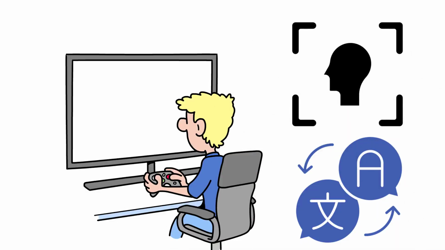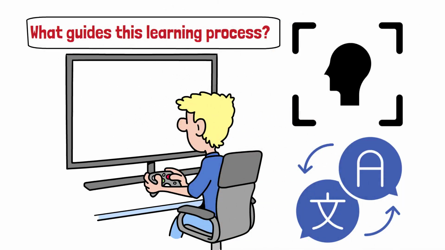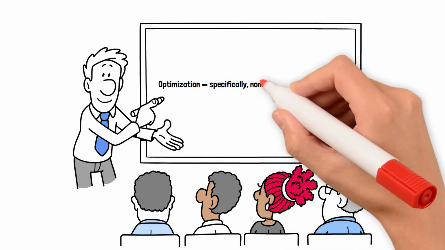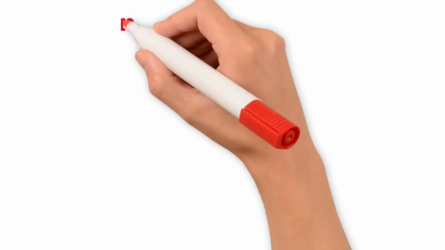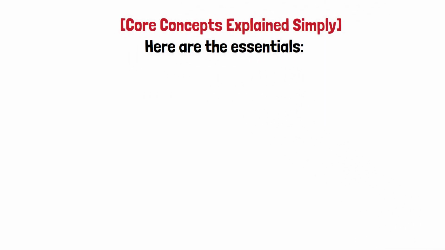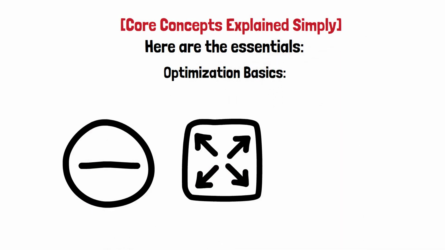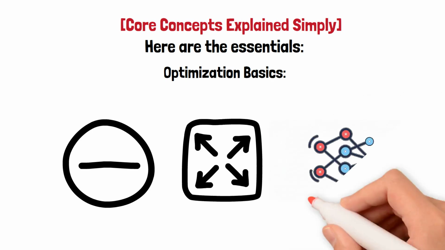What guides this learning process? The answer is optimization, specifically nonlinear optimization. Core concepts explained simply. Here are the essentials. Optimization basics. In optimization, we want to minimize or maximize a function, like minimizing the error of a neural network.